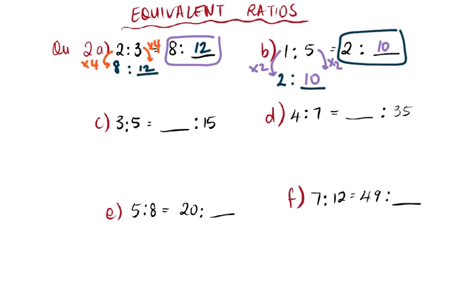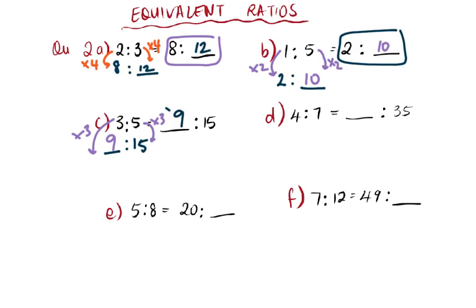Alright, let's do C. So the ratio is 3 to 5, and I want to know the equivalent ratio. This time I don't know what the first one is, and we have our ratio sign, and it's something to 15. So how do we get from 5 to 15? Because those are the two that we know. Well, I know that I can multiply 5 by 3 to get 15. So what I do on one side, I've got to do on the other side. So I'm going to multiply 3 by 3, which gives me 9. So the equivalent ratio here is 9.